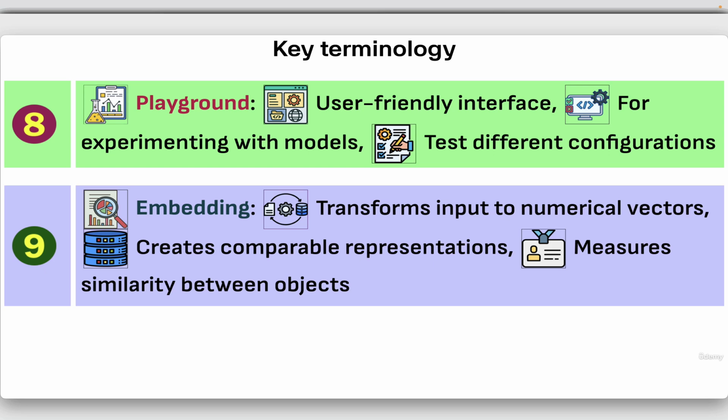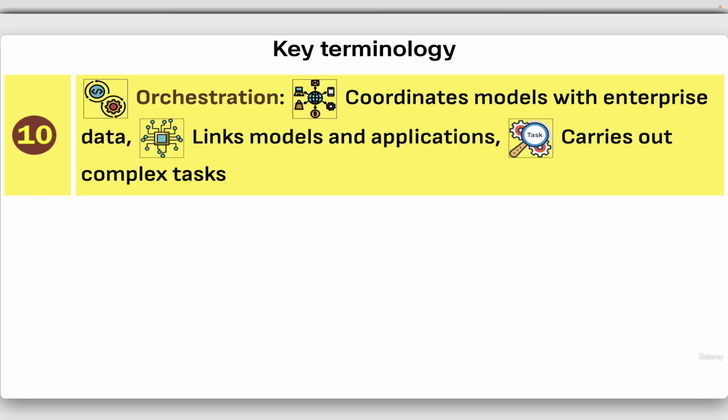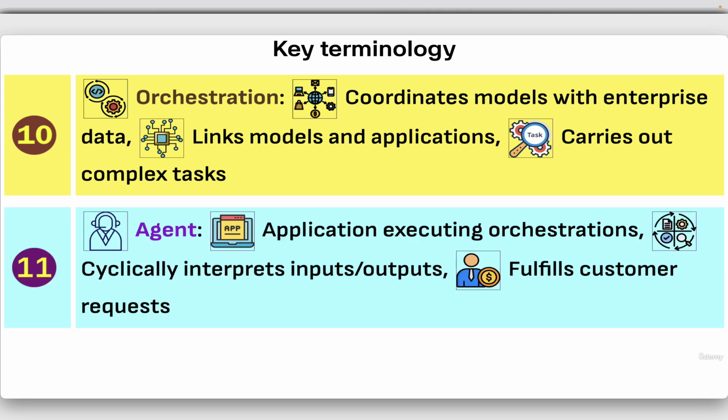Embedding: the process of condensing information by transforming input into a vector of numerical values, known as the embeddings, in order to compare the similarity between different objects by using a shared numerical representation. Orchestration: the process of coordinating between foundation models and enterprise data and applications in order to carry out a task. Next, agent. This is an application that carries out the orchestrations through cyclically interpreting inputs and producing outputs by using a foundation model. An agent can be used to carry out customer requests.